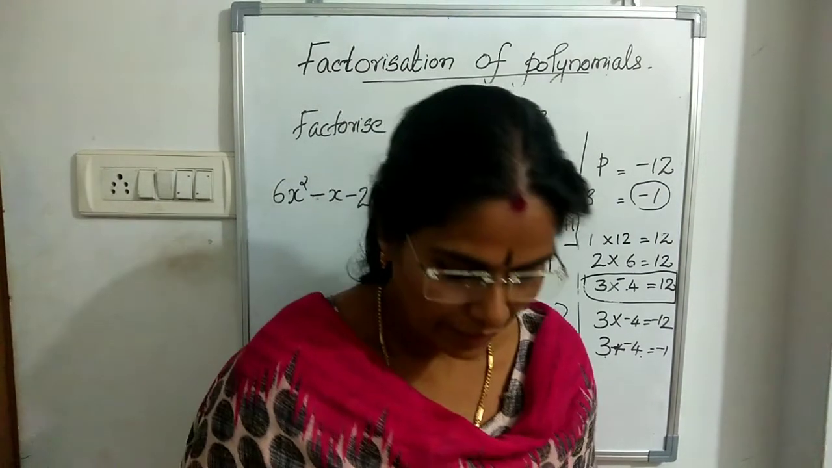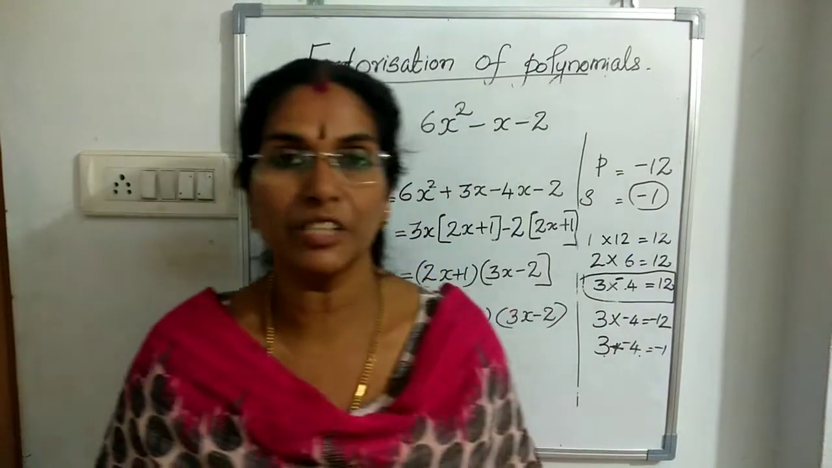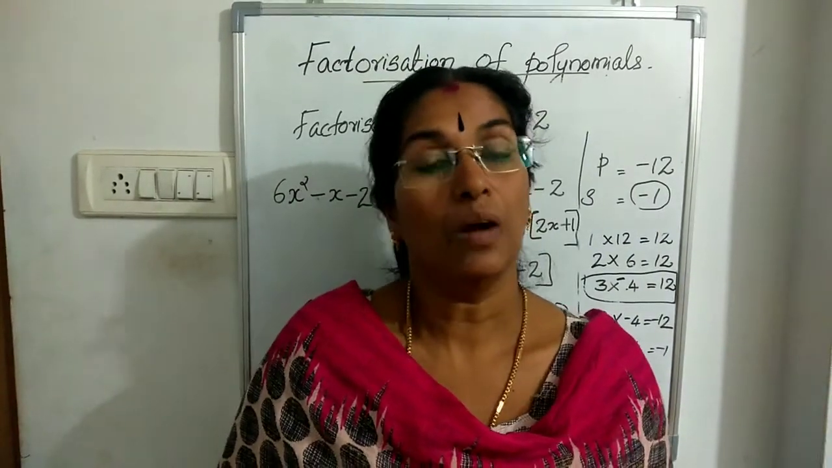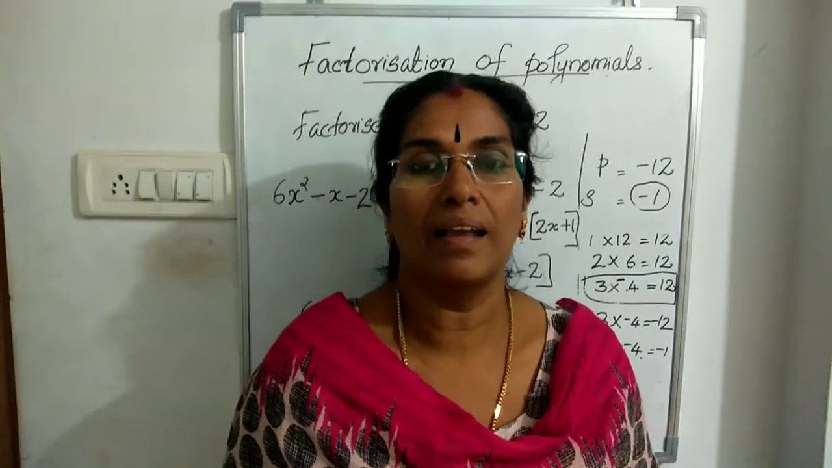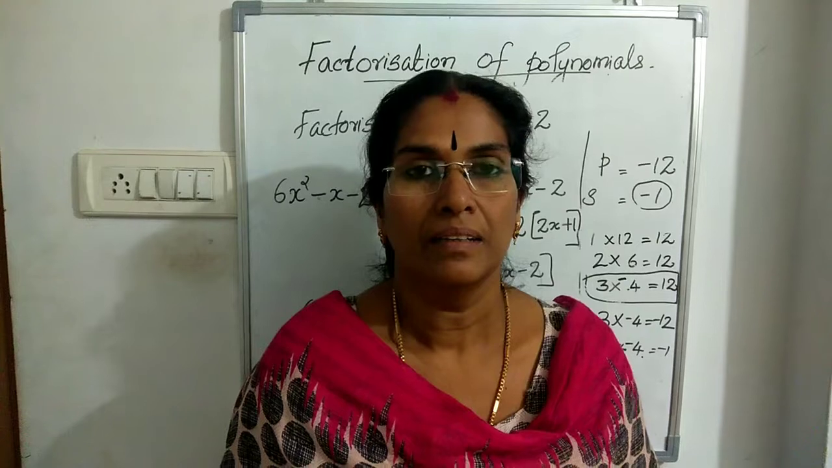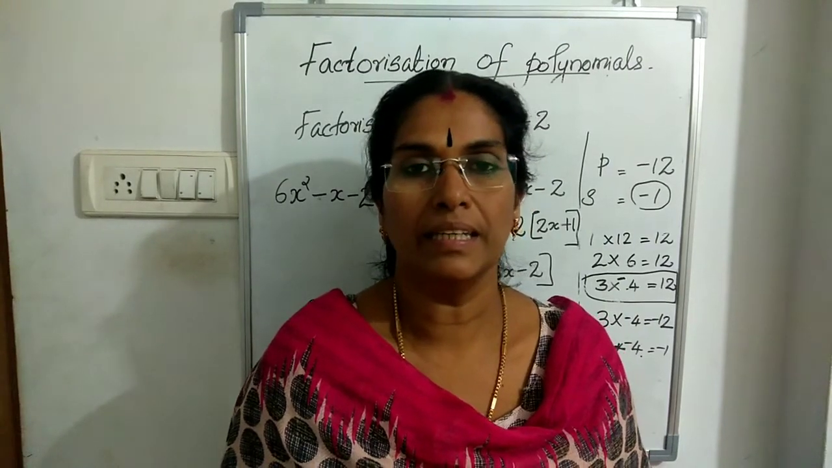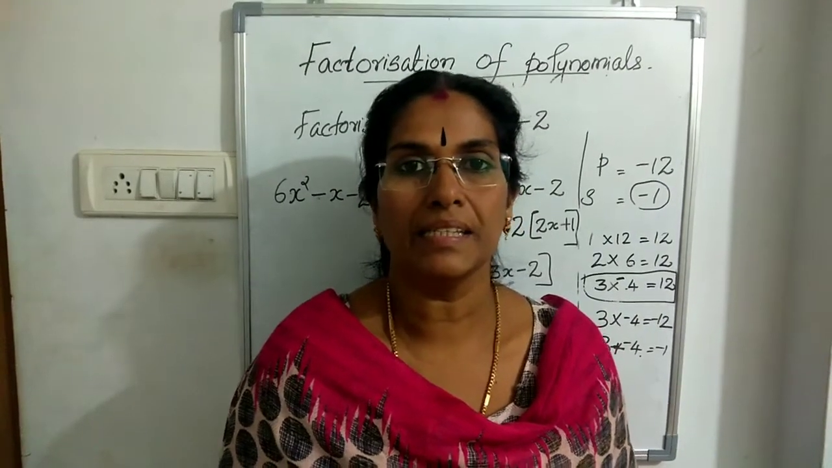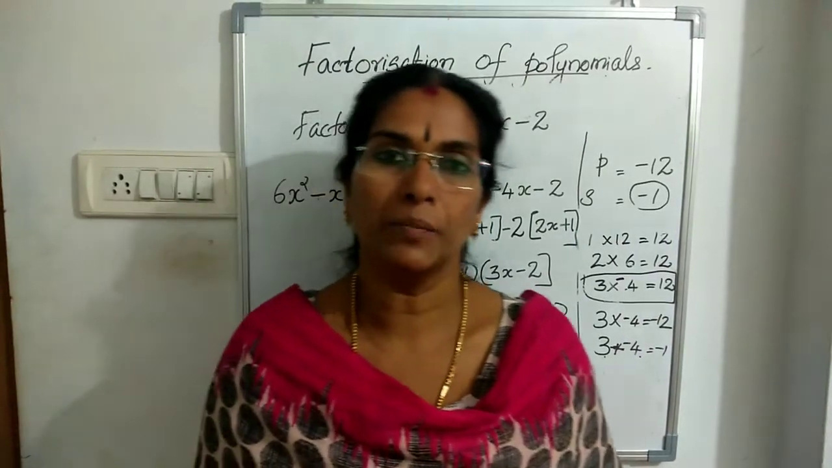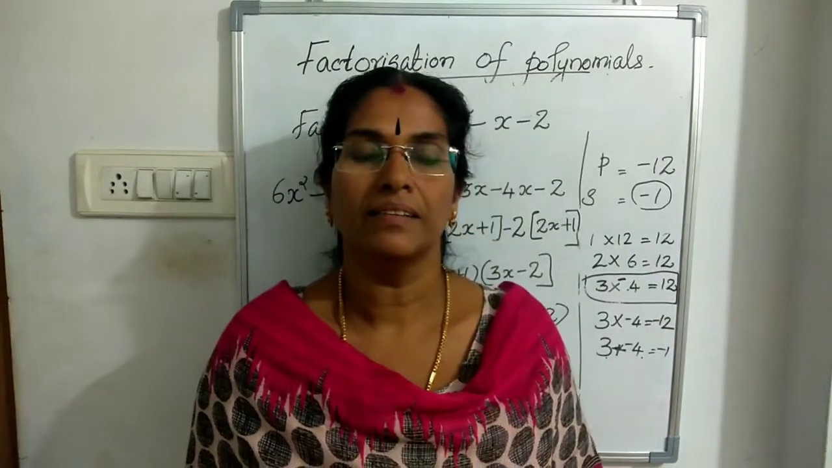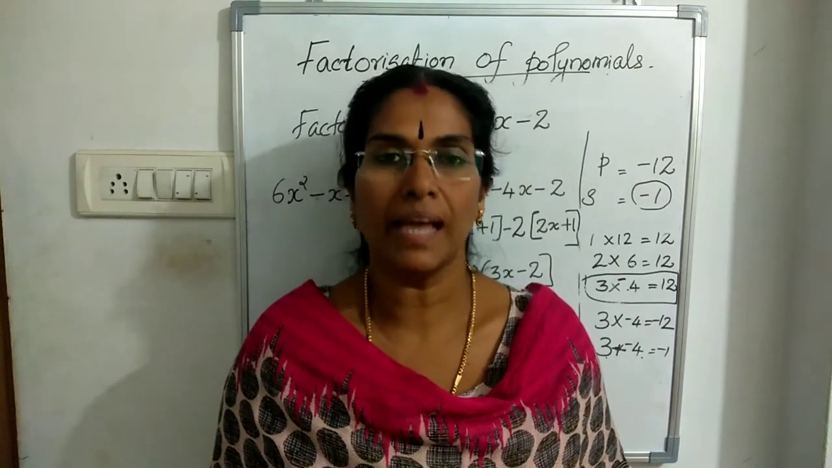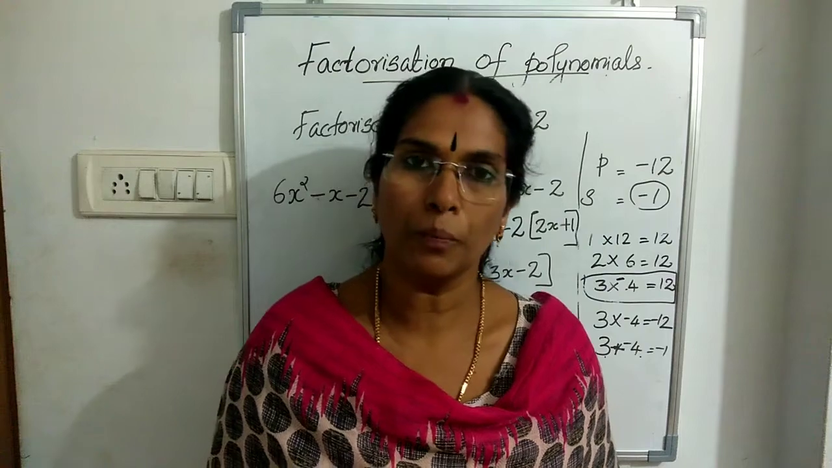Okay, what did we learn today? Factorization of polynomials. One more time I am telling you, you have to revise all last year's algebraic identities. Tomorrow, the next day, we will study these identities: a plus b whole square, a minus b whole square, a plus b into a minus b, and x plus a into x plus b. Using these identities we have to solve more problems.